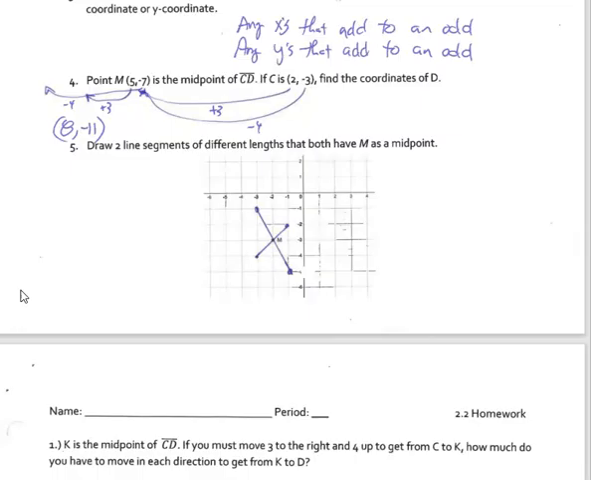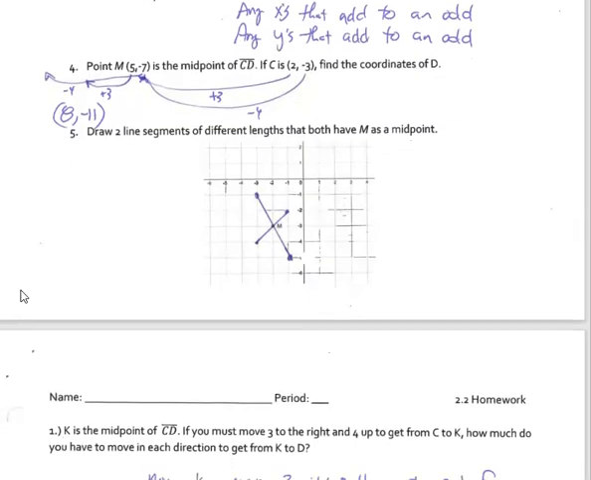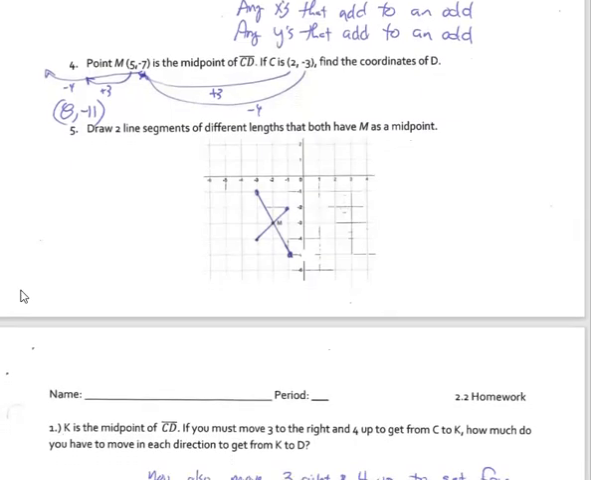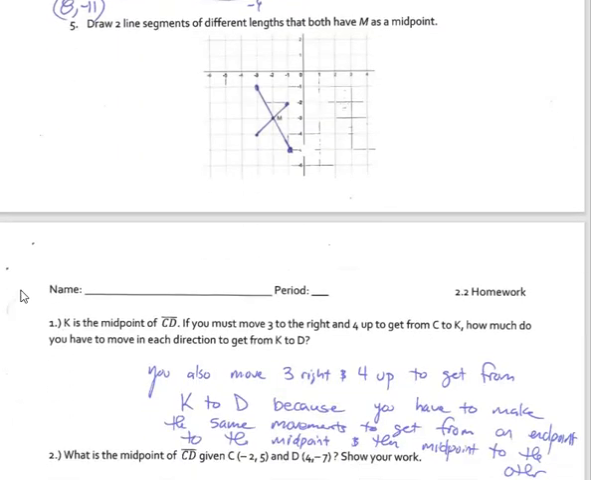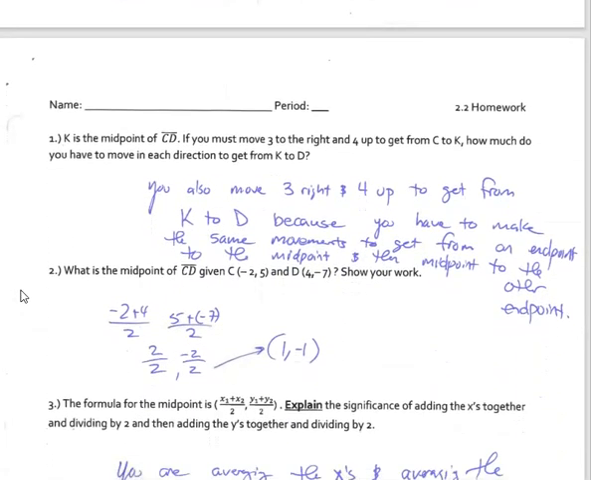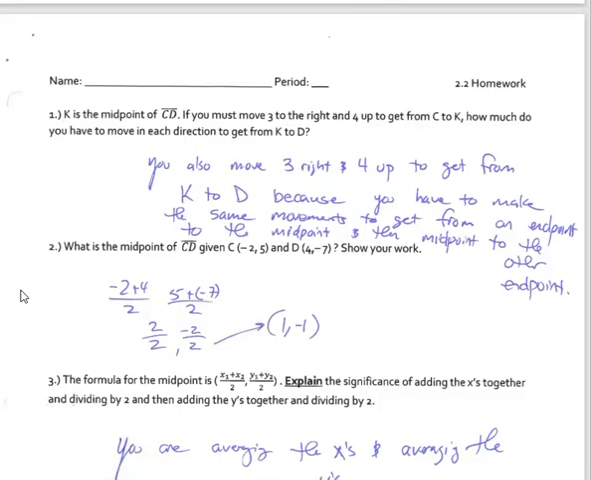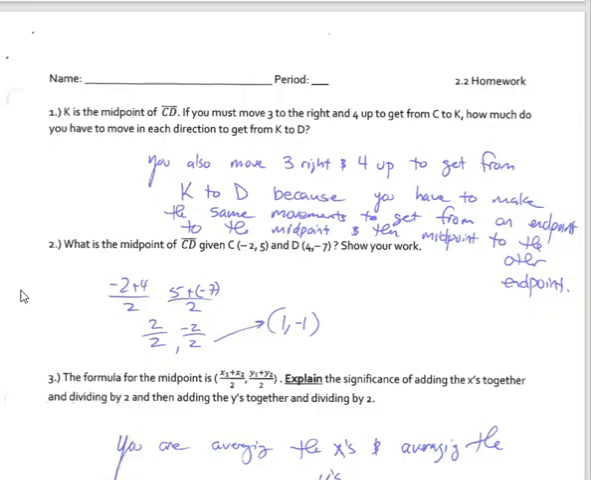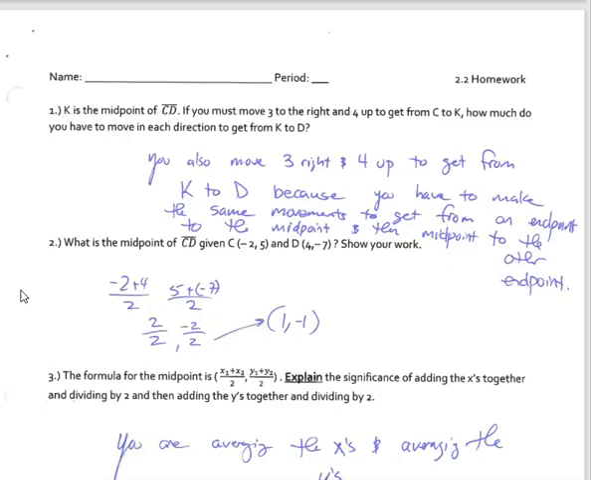And then lastly, it says draw 2 segments of different lengths that both have M as the midpoint. And you could see the ones that I did. Now in here it says K is given as the midpoint of CD. If you move 3 to the right and 4 down, or 4 up, to get from C to K, from the endpoint to the midpoint, what do you do to get to the other endpoint? You do the same exact thing. 3 to the right, 4 up, and then you would get to the other endpoint. Because getting to the midpoint from an endpoint, you keep doing the same thing to get to the other endpoint because it's in the middle.